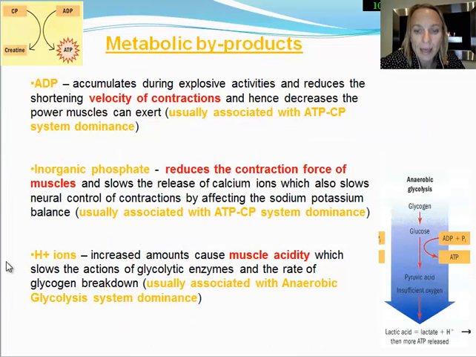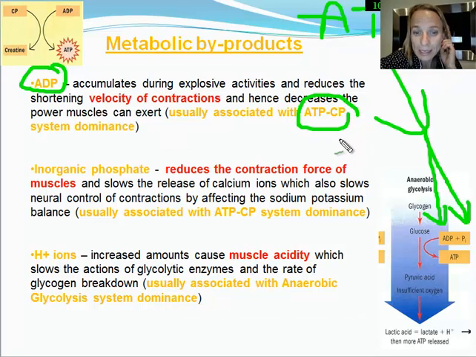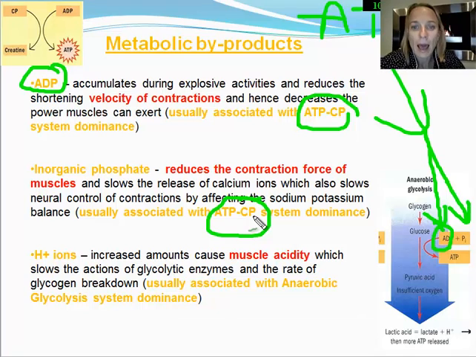Okay, moving on to metabolic byproducts. So this is another fatigue mechanism that occurs more in the anaerobic energy systems. This is because, if you recall, when we split ATP into energy, we get ADP and inorganic phosphates. When we get ADP, and this is associated mainly with the ATP-CP system, it interferes with the quickness, the velocity of contractions. When we get an accumulation of inorganic phosphates, also associated with the ATP-CP system, that reduces the force of the contractions. So both these byproducts occur when we split ATP, and are associated with the ATP-CP system.